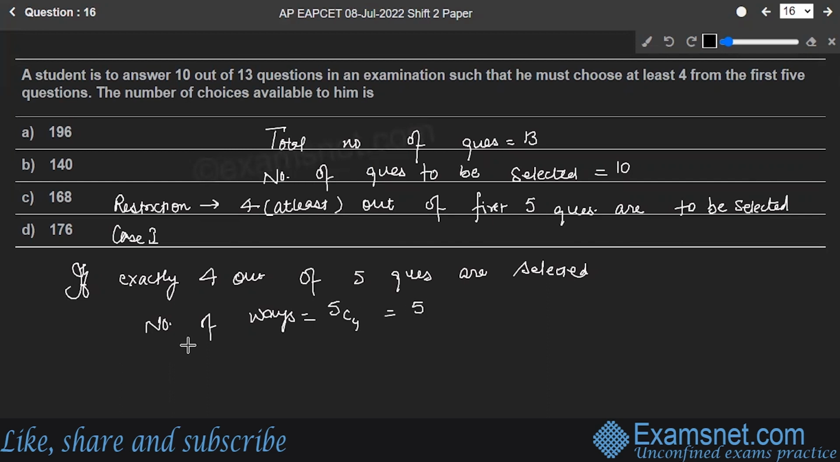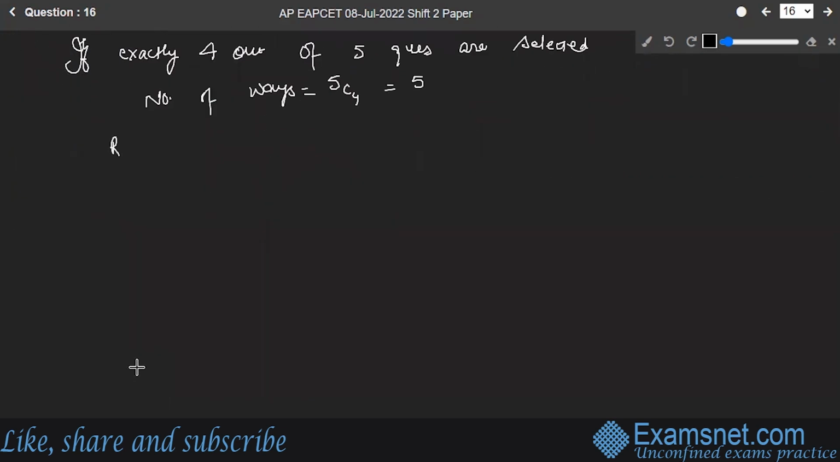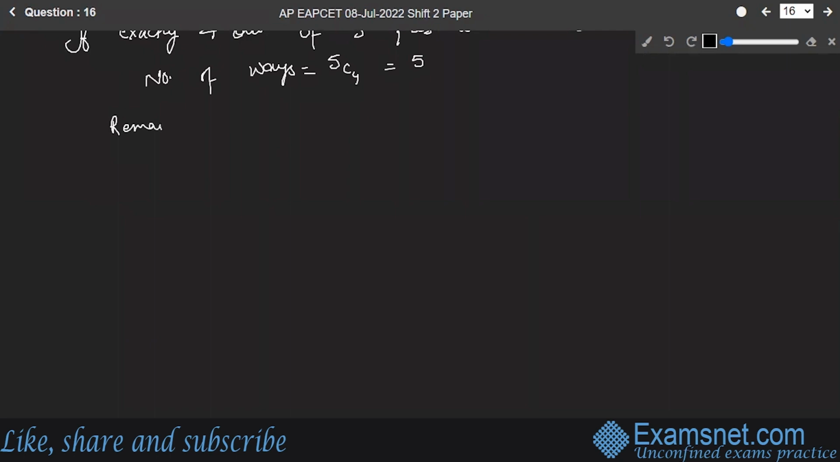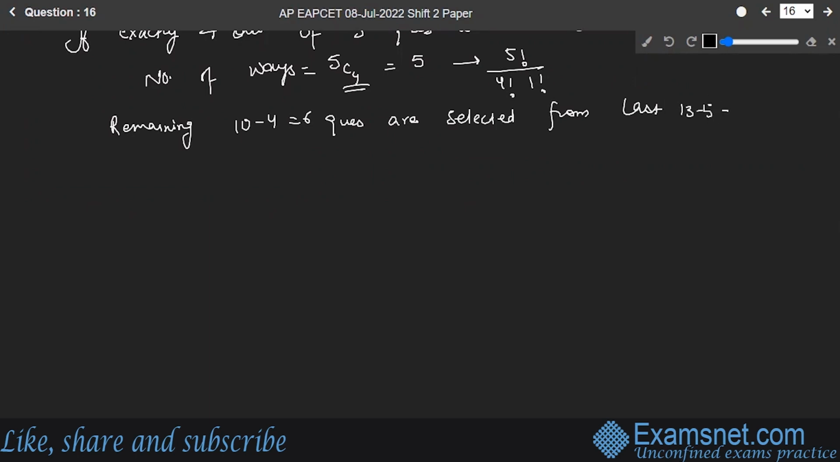Right? Then how many questions are remaining? 6 remaining questions. I hope you got this thing, right? How you got this? This is 5 factorial upon 4 factorial into 1 factorial, which will give you 5. Now, the remaining 6 questions are selected from the last 8 questions.